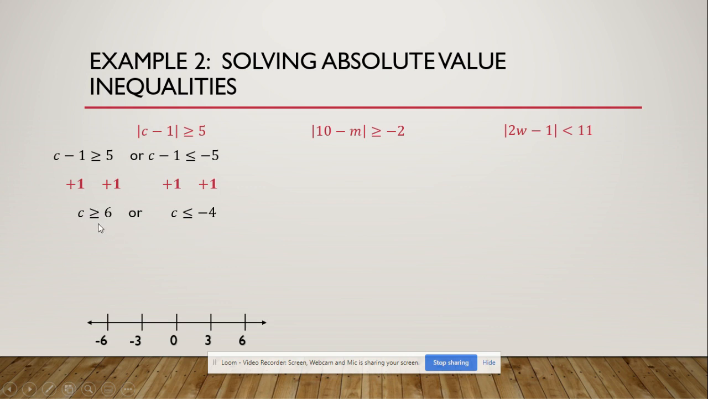First we'll graph C is greater than or equal to 6. Then we'll graph C is less than or equal to -4. And we're done. We've successfully solved and graphed that absolute value inequality.